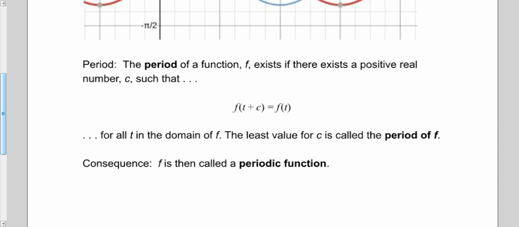The least value of c is called the period. Why do I need to make that distinction? Why do I need to make the least value of c?